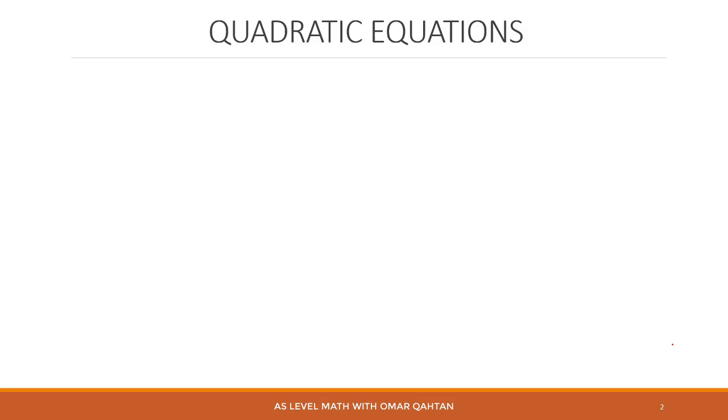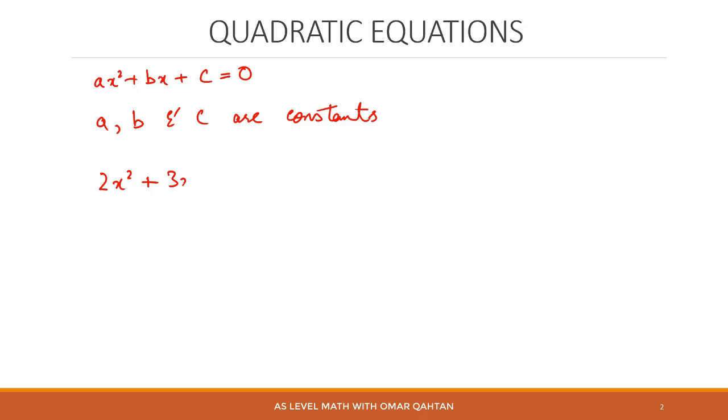A quadratic equation is a second degree polynomial represented by ax squared plus bx plus c equals 0. Let's take some real life equations that we often come across in the exam. 2x squared plus 3x plus 5 equals 0. Here a equals 2, b equals 3 and c equals 5. So these are the quadratic equations.